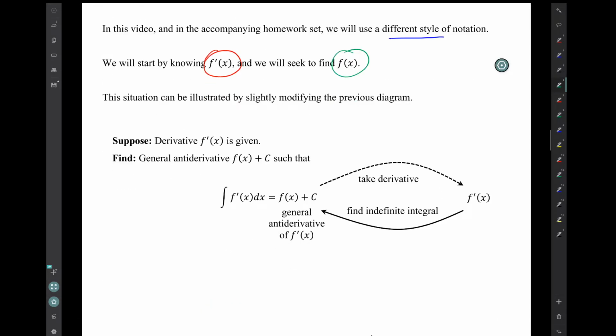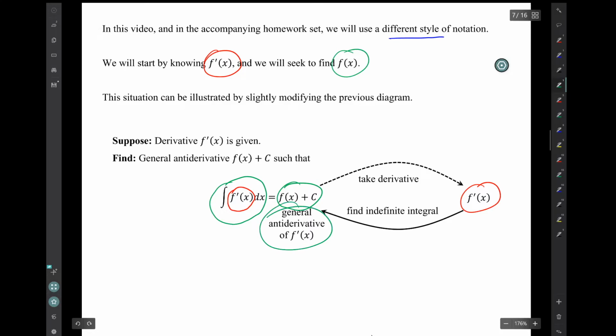In today's discussion, we'll start with little f prime of x. We'll put that inside of an integration symbol, integrate, and the result is little f of x plus capital C. So that's the general antiderivative of this derivative. So we'll be discussing what's referred to in the book as an antiderivative of the derivative. So you start with this thing, you integrate to find this thing.